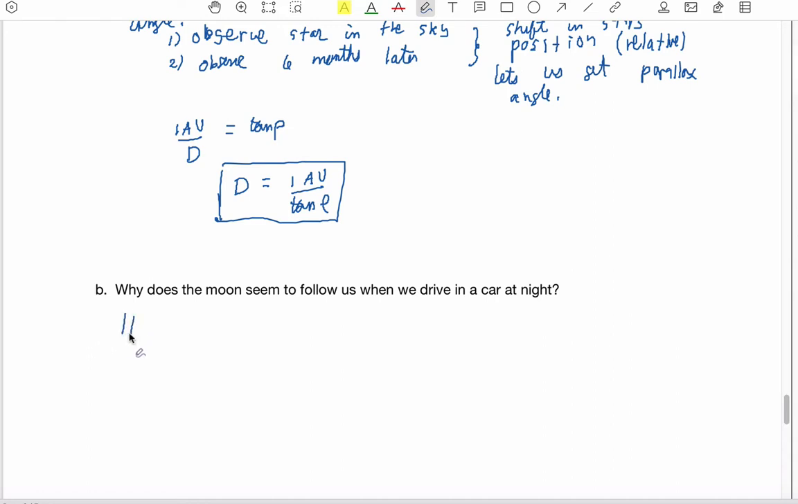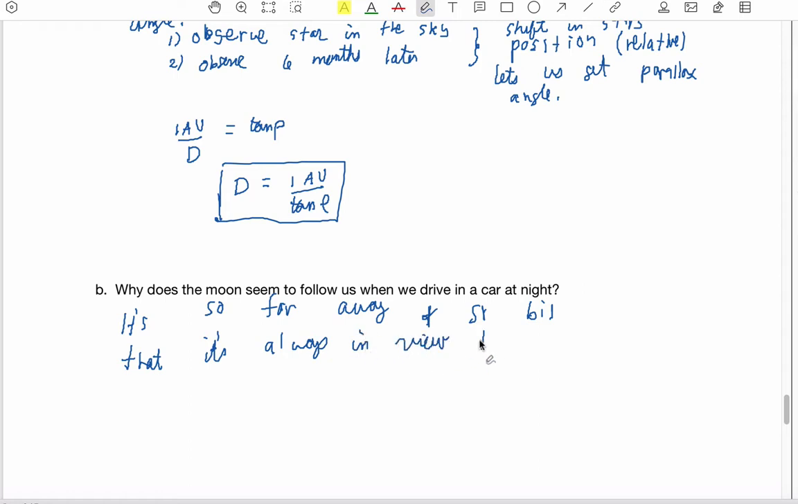Simply put, it's so far away and so big that it's always in view. And we don't move far enough to escape its light.